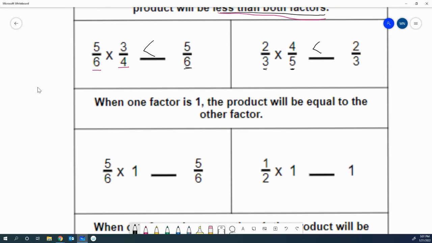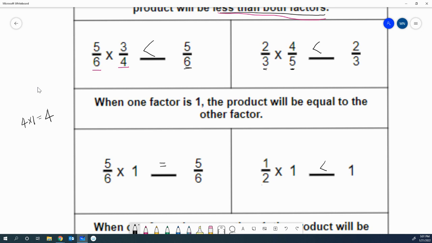Let's go ahead and move on to our next rule. When one factor is 1, the product will be equal to the other factor. Now, this one's pretty common sense for most of you. Whenever I say 4 times 1, I know that my answer is going to be 4. Same thing here: 5/6 times 1 is going to equal 5/6. That one's pretty simple. But let's look at this next one: 1/2 times 1. I know that's going to equal 1/2 because I'm multiplying 1/2 times 1, and that is less than 1.